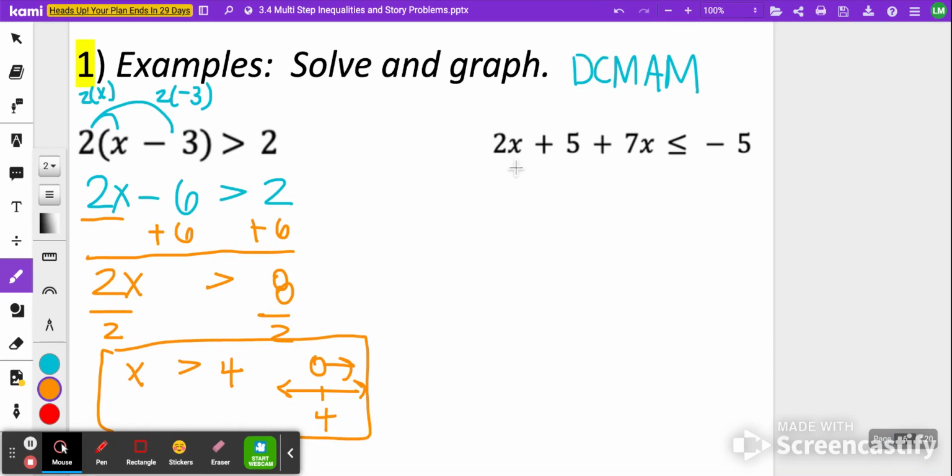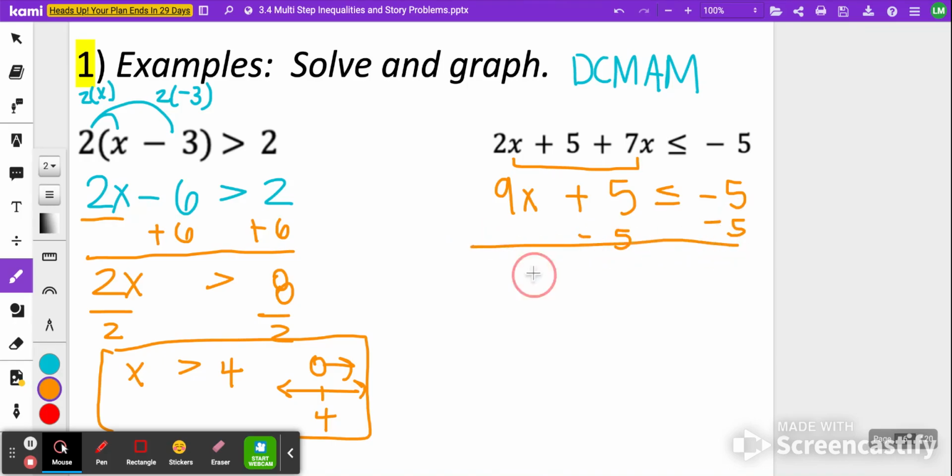The next one, I don't have any distribution, but I do have something where I can combine. 2x and 7x makes 9x. So I'm going to write down what I have left. 9x plus 5 is less than or equal to negative 5. Now I'm ready to subtract 5 from both sides. I'm going to get 9x is less than or equal to negative 10.